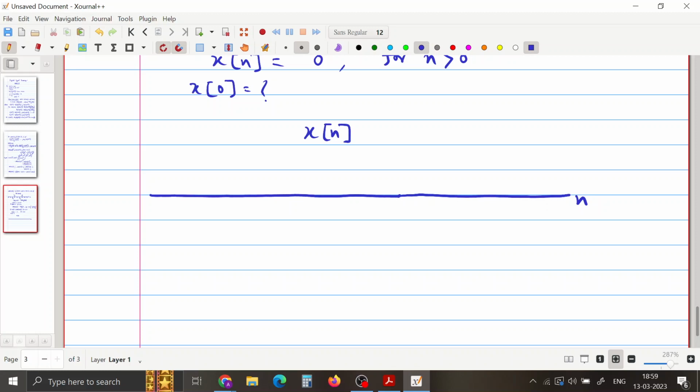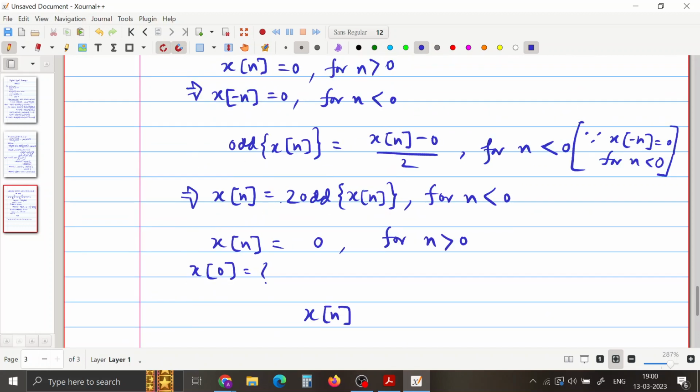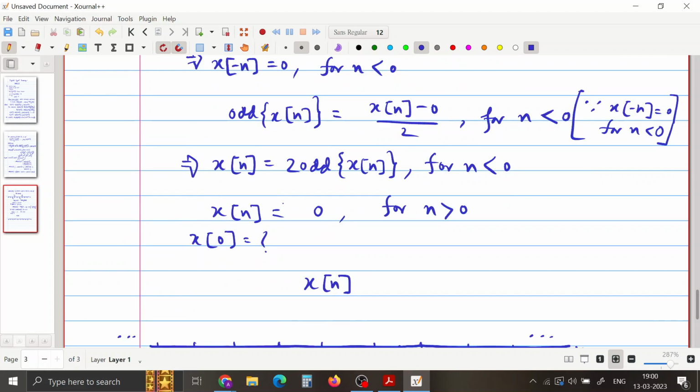Okay, so let's say this is 0, 1, 2, 3, 4, this is minus 1, minus 4, and so on. Okay, great. So we just need to do 2 times odd of x of n for n negative.